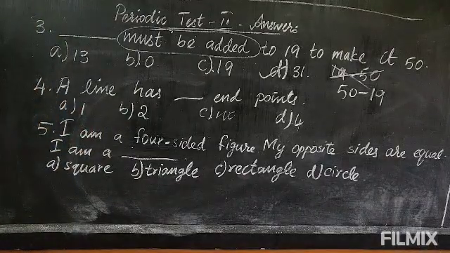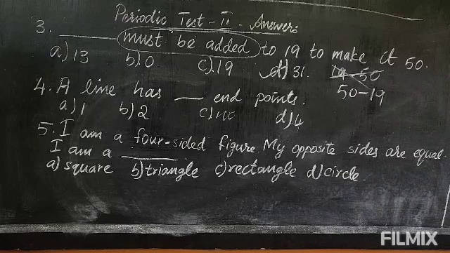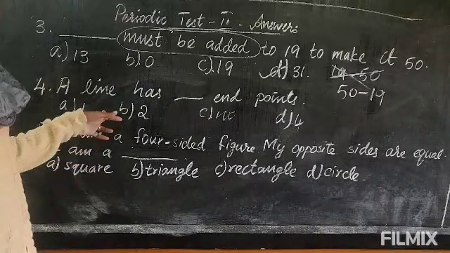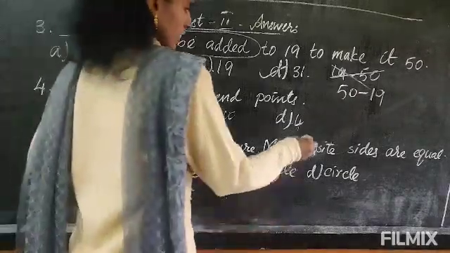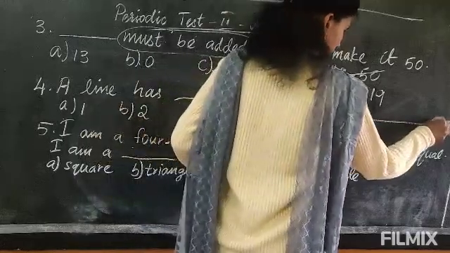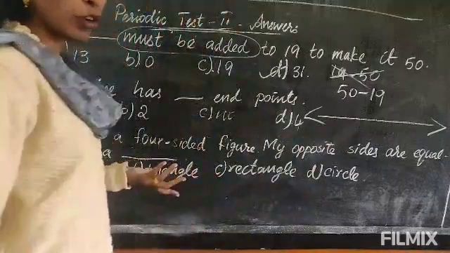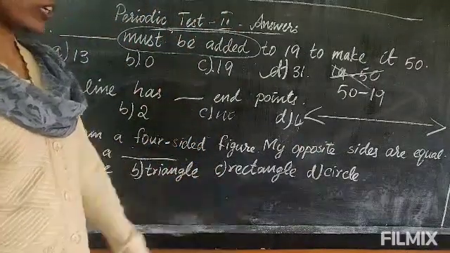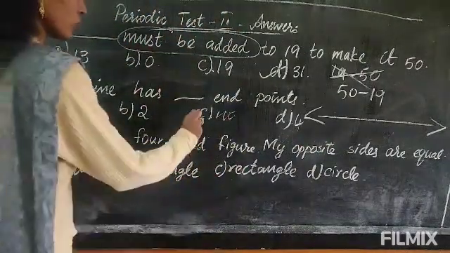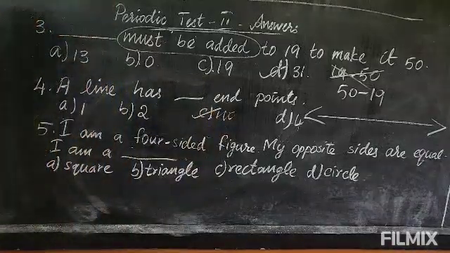Next one. A line has dash endpoints. So how many endpoints is the line having? I told you, a line goes endlessly on both sides. It has no endpoint at all. It has no starting, no ending. So C, no, is the answer.